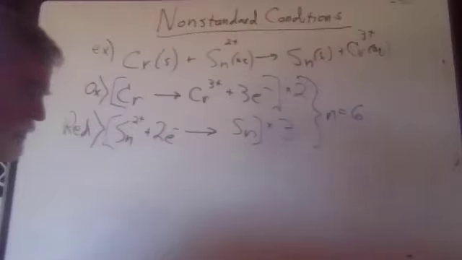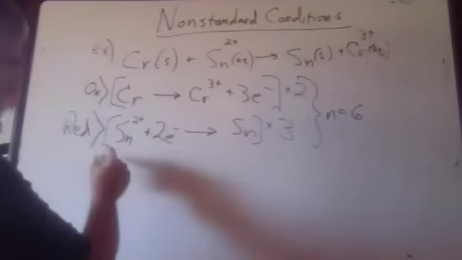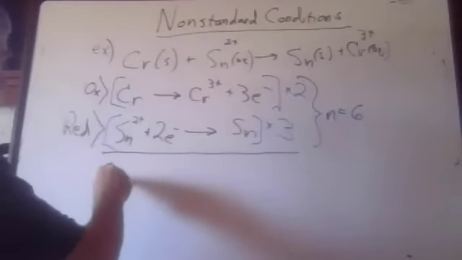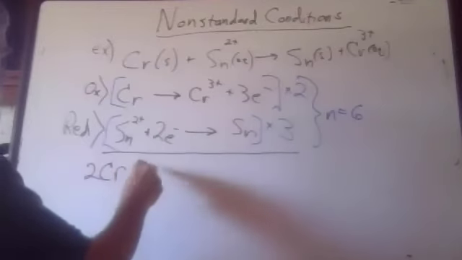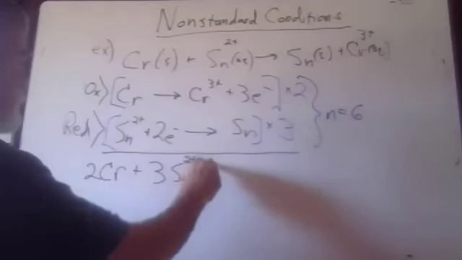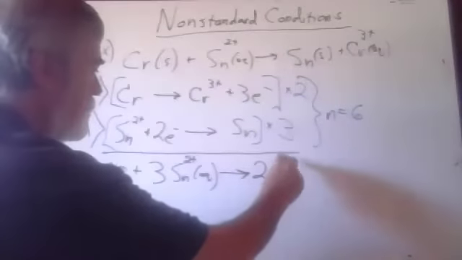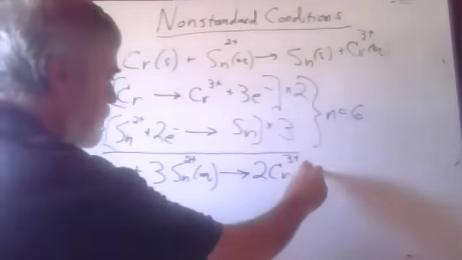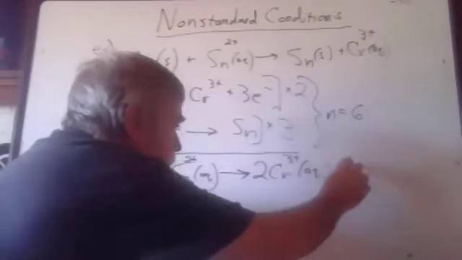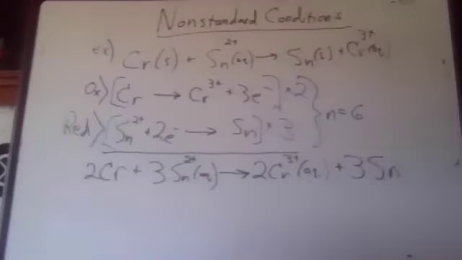But let's bring this down and show the balanced equation, because we also have to have coefficients in order to get Q. Okay, so we add all this up, we get 2 chromiums plus 3 tin 2+ aqueous goes to 2 chromium cations. That's 3 tin. Okay, so that's the balanced equation.